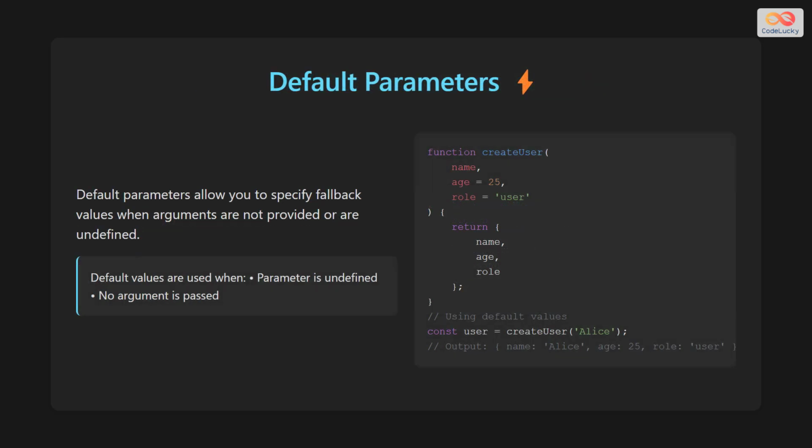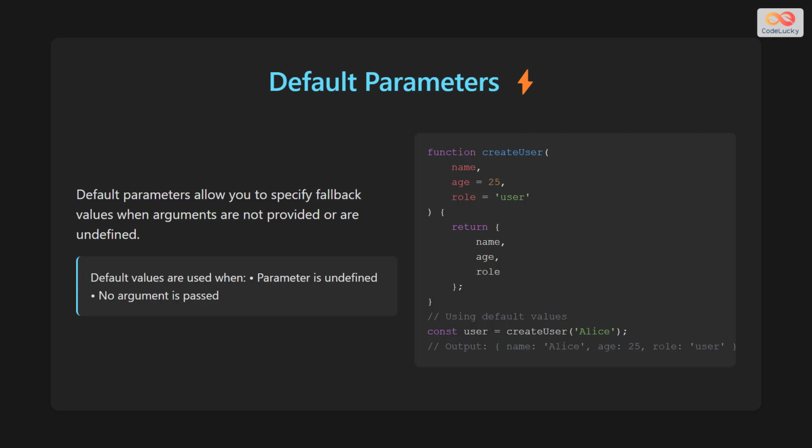Default parameters allow you to assign fallback values to function parameters. These default values are used when an argument is not provided or if the passed argument is explicitly undefined. In the createUser function, the age parameter defaults to 25 and the role parameter defaults to user.